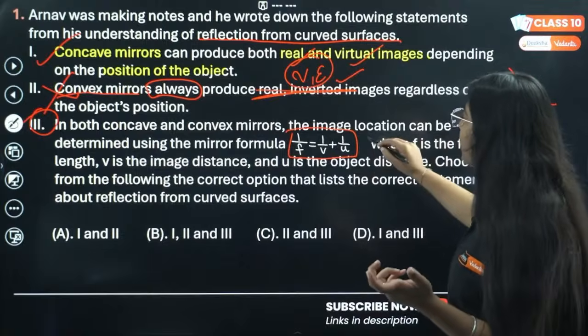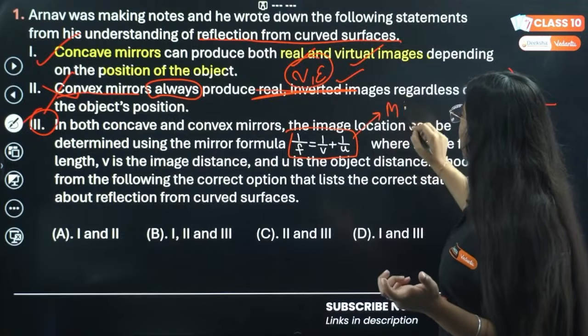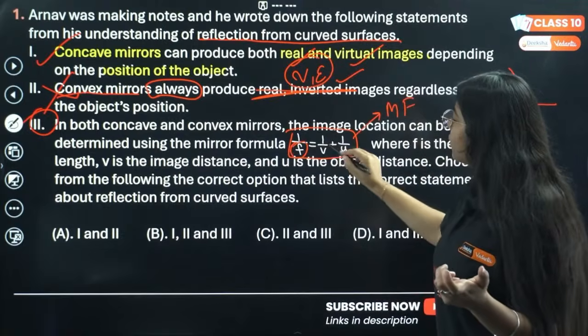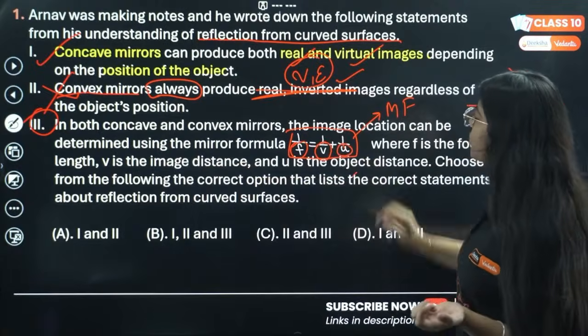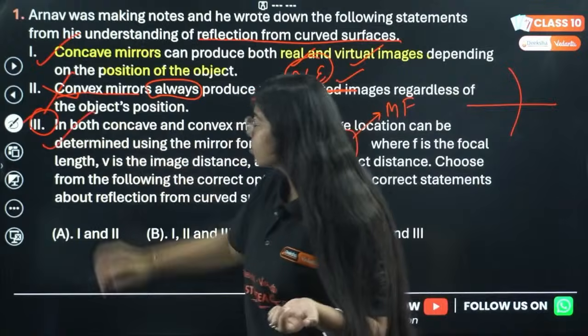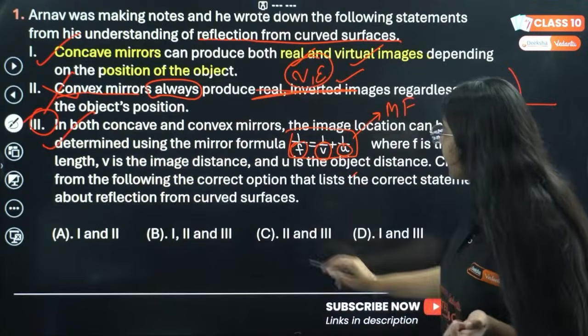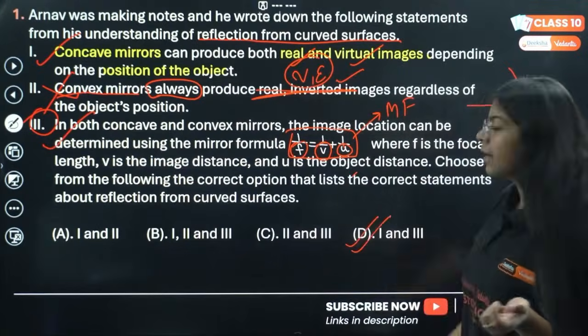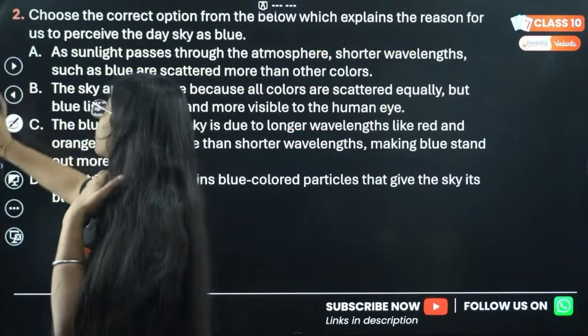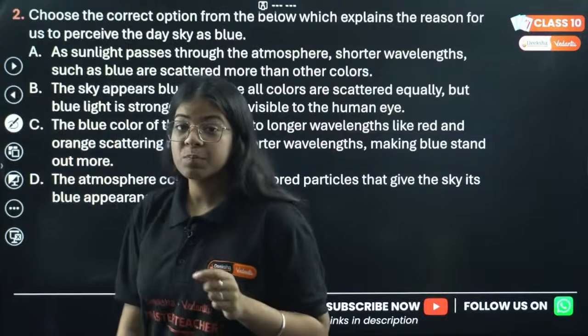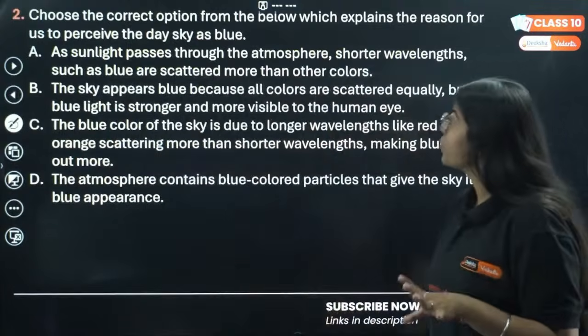This is correct, ma'am. We know this is the mirror formula, and we know f is focal length, v is position of image or image distance, u is object distance. So third is also correct. So my correct option will be first and third, that is D option. Correct? Understood?